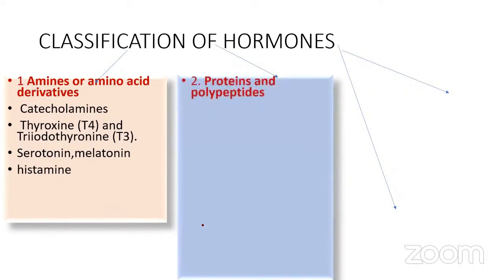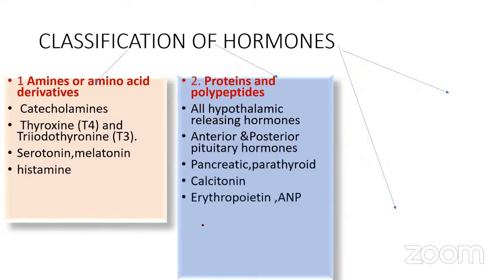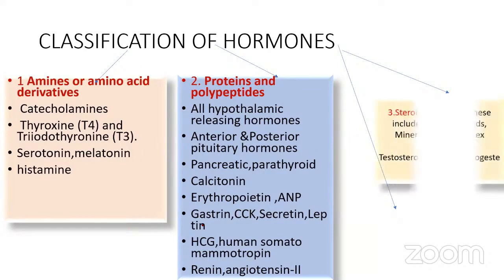And then peptide hormones: all the hypothalamic hormones, all the anterior and posterior pituitary hormones, pancreatic, parathyroid, calcitonin, erythropoietin. From the stomach, many hormones: gastrin, CCK, secretin. And from the placenta, HCG, human somatomammotropin, renin-angiotensin. Most of the hormones are proteins and polypeptide hormones.